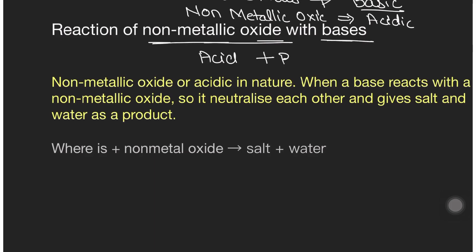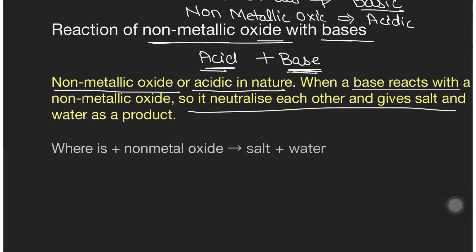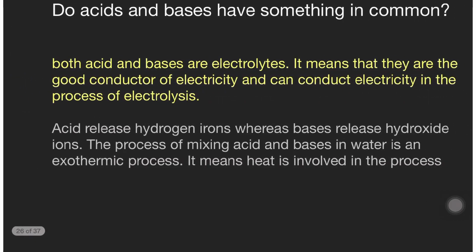So non-metallic oxides are acidic in nature. When they react with the base, it becomes neutral. It means when the acid reacts with the base, it will give salt and water, which we have already read in the first experiment, right? So non-metallic oxides are acidic in nature, and when they react with the base, it will be neutralized, and salt and water will be produced as a result, right?